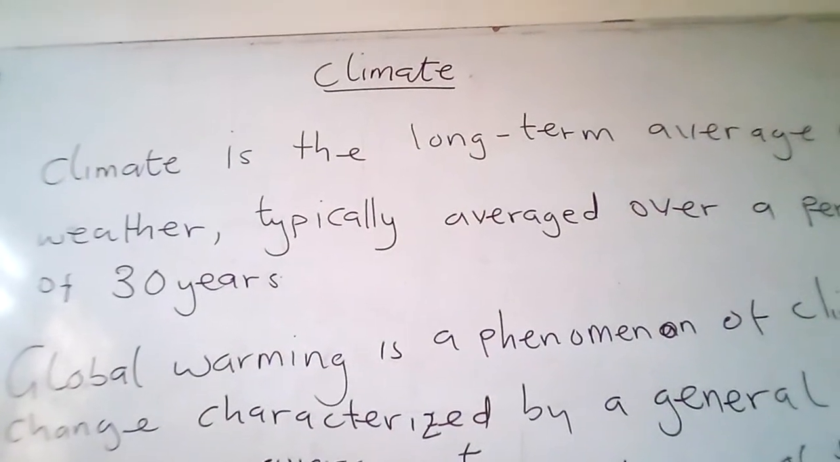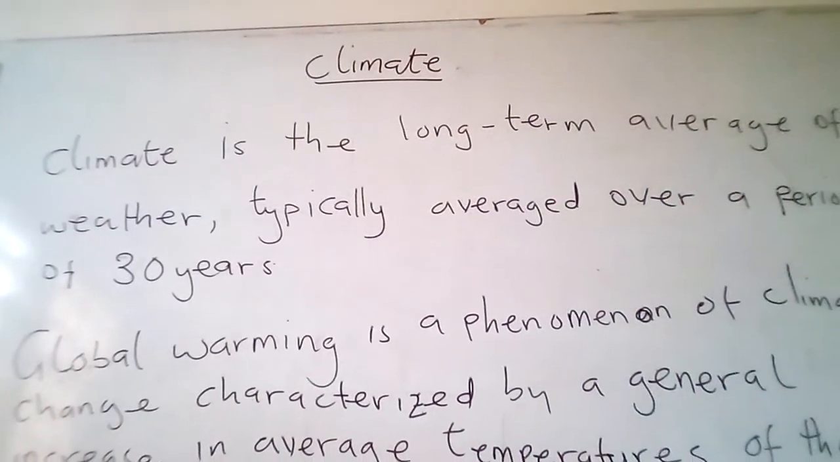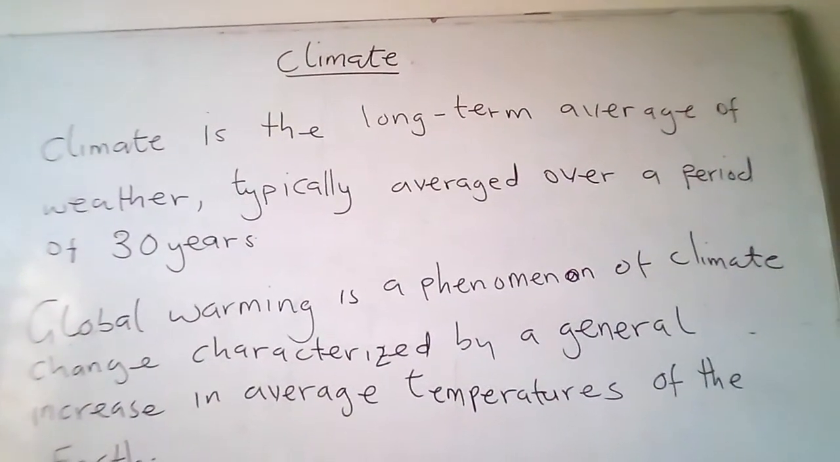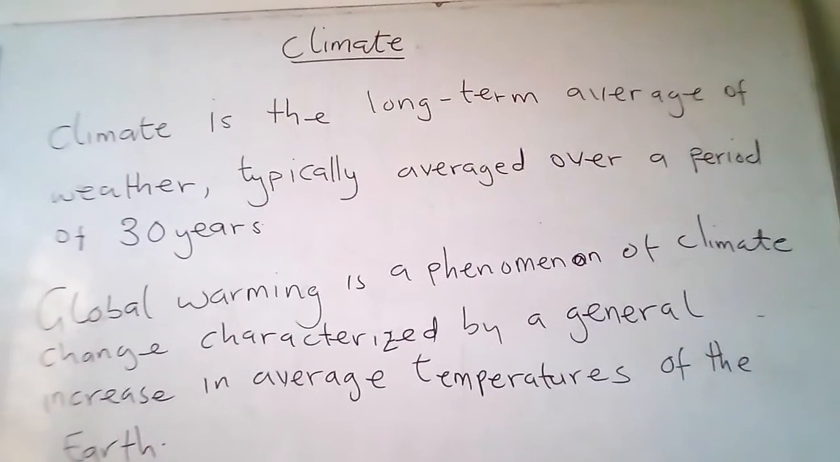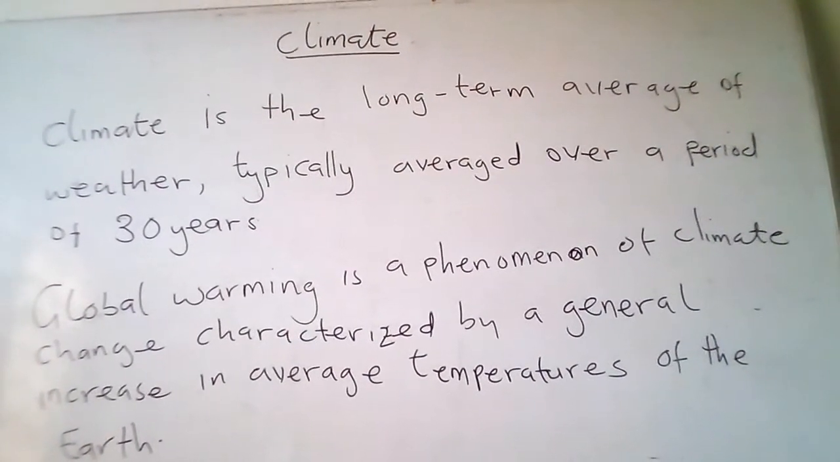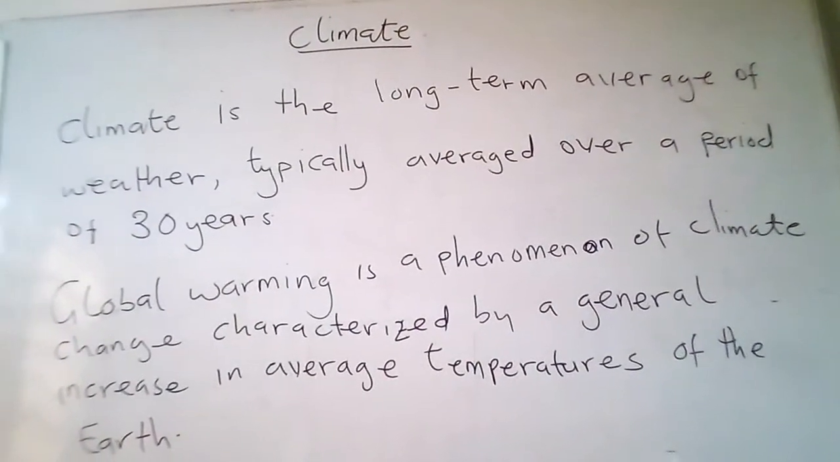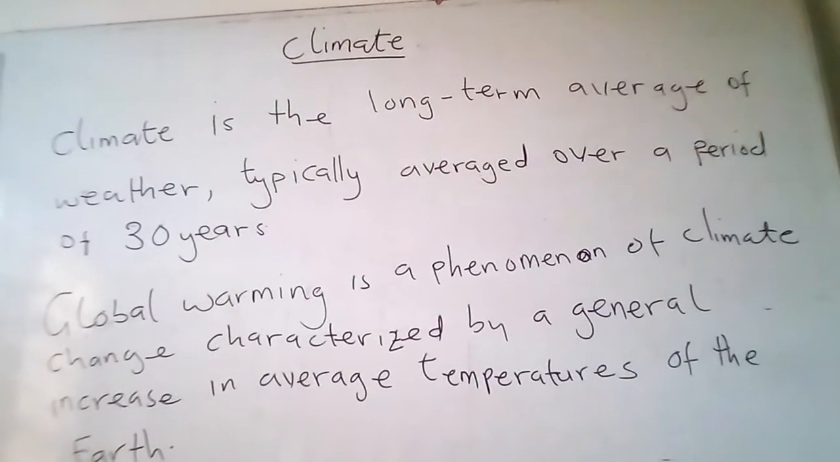In this video, we learn about climate and climate change. So climate is the long-term average of weather, typically averaged over a period of 30 years. So some of the meteorological variables that are commonly measured are temperature, humidity, atmospheric pressure, wind, and precipitation.